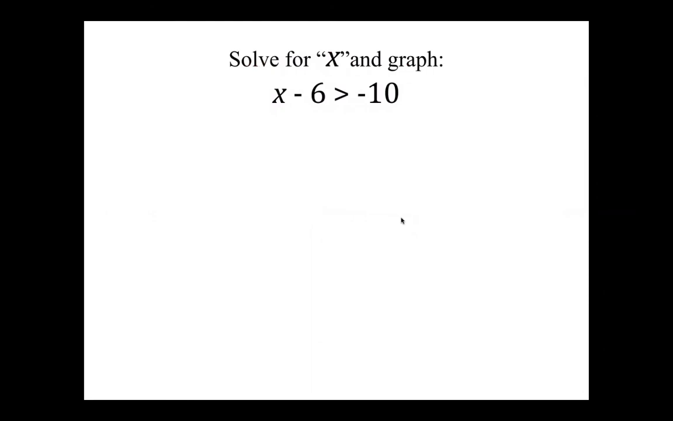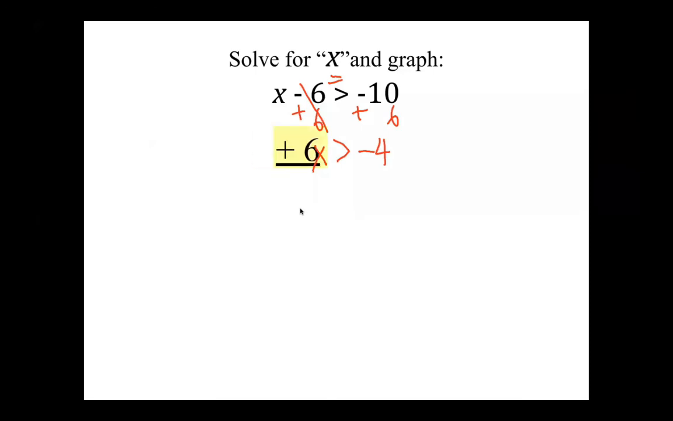Okay, we're going to solve for x and graph. We have x minus 6 is greater than negative 10. Now, if you'd like, you can almost think of this inequality symbol as an equal sign. And now it looks like a simple equation where you're just canceling out your subtraction to isolate x. So do inverse operations by adding 6 to both sides. Now you have x. Bring down your greater than symbol, and negative 10 plus 6 will be negative 4.